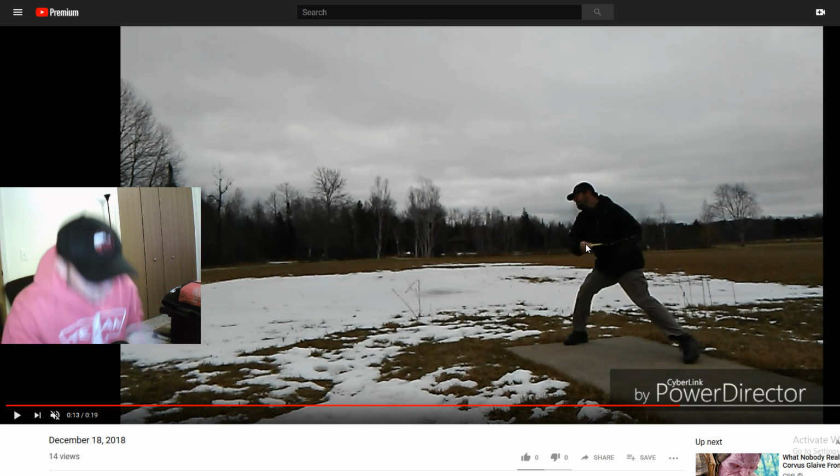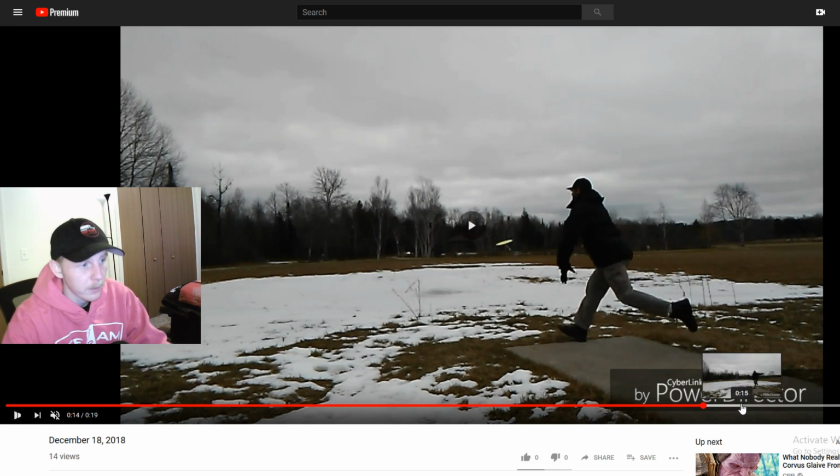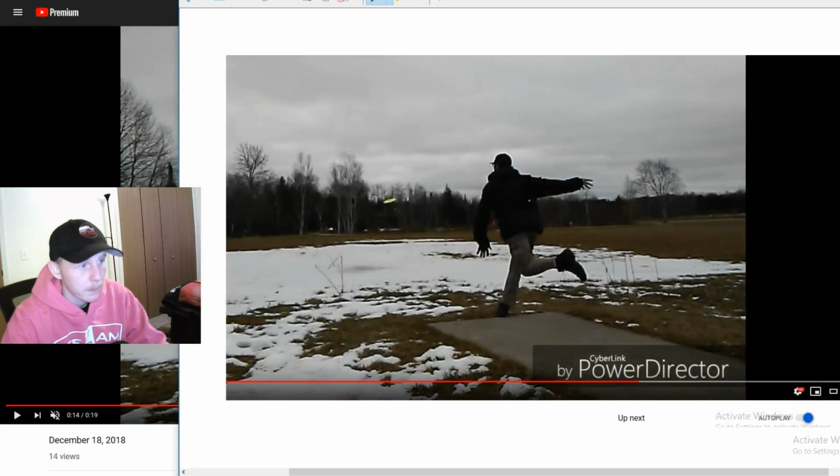Also, his follow through is low. This is an easy way to cause nose up in a throw. His follow through ends up here. When the disc is on a hyzer, his follow through should be more up here, because this angle is going to match the hyzer angle of the disc.